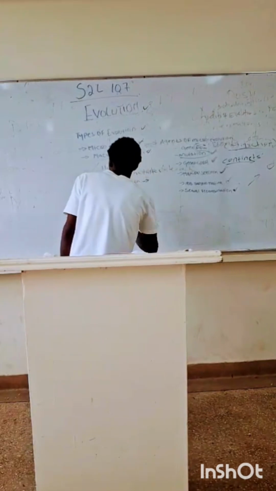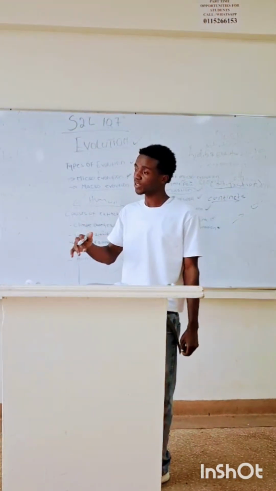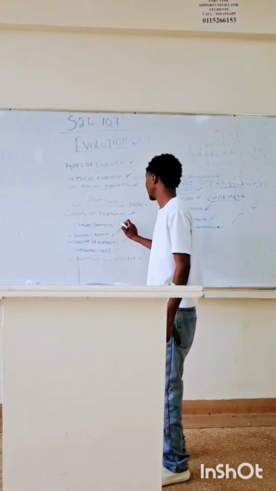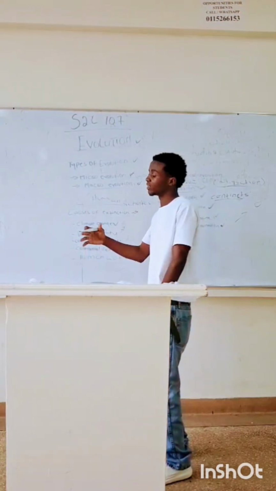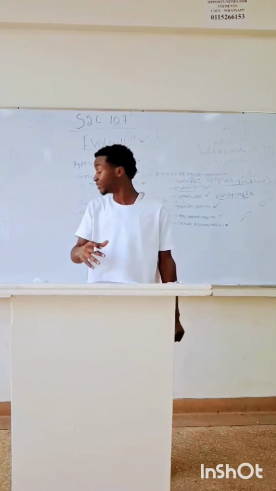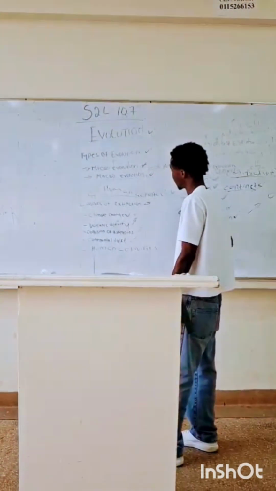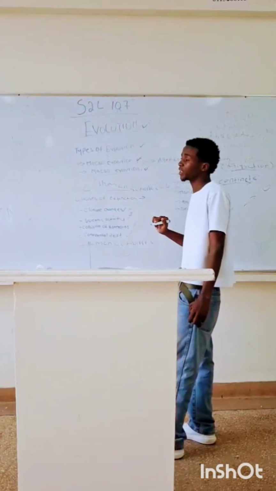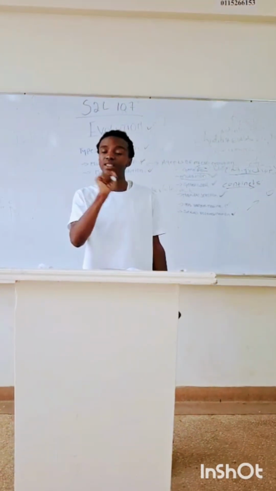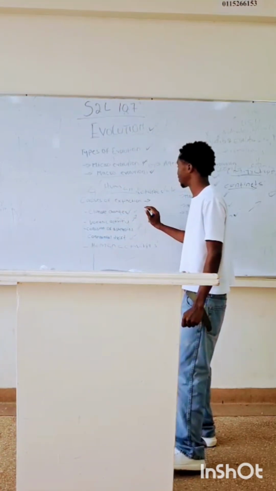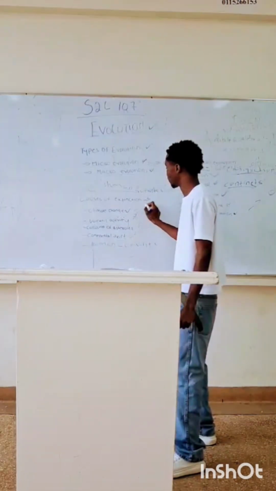So I'm going to start with climatic change. In a given environment, when the climate changes, it can lead to extinction of a given organism. For example, we have organisms living in deserts. When the climate changes, that climate will not favor those organisms, leading to their extinction.